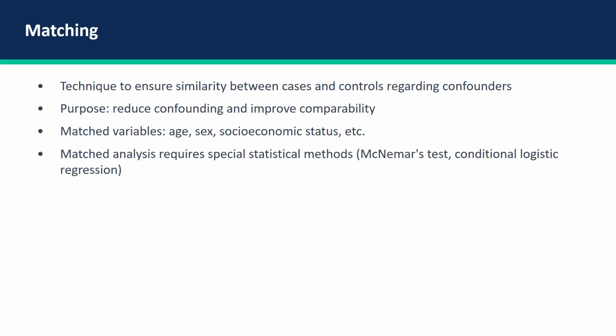So then we have to match the two groups even before the assessment of the exposure impact. This is a technique to ensure similarity between cases and controls regarding the confounders. I will tell about the confounders as well in the next slide. The purpose is to reduce the confounding and improve comparability. The variables which are usually matched are age, gender, and socioeconomic status. The matched analysis requires special statistical methods like McNemar's test and conditional logistic regression.